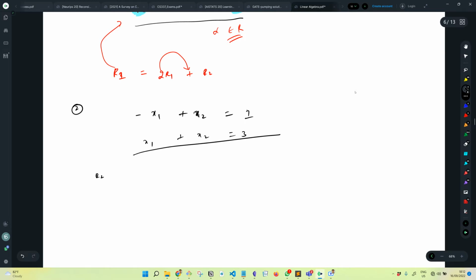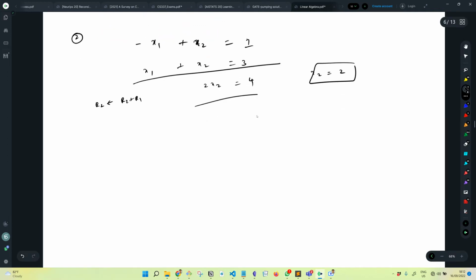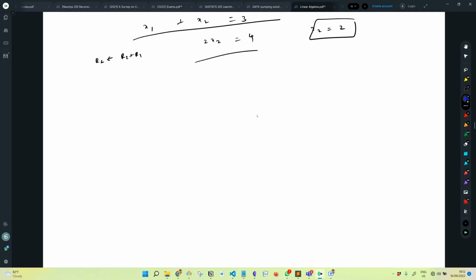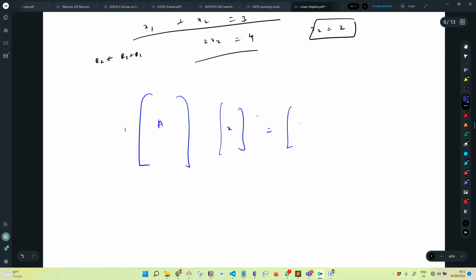For example, when you do R2 equals R2 plus R1, you will again get 2 times x2 equals 4, which is x2 equals 2. This is the same solution that you obtained earlier, right? And this tells us that swapping of equations is also a legal operation. Second operation, the technical term is called permutation. What do I mean by permutation? Meaning you obtain the matrix format of the system of linear equations. Let's assume the matrix equation is Ax equals b.